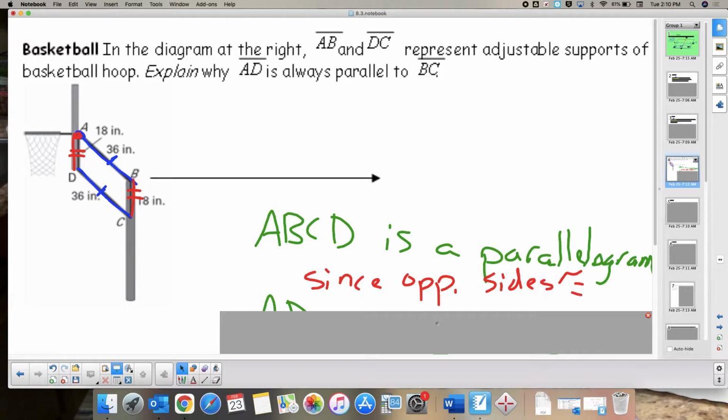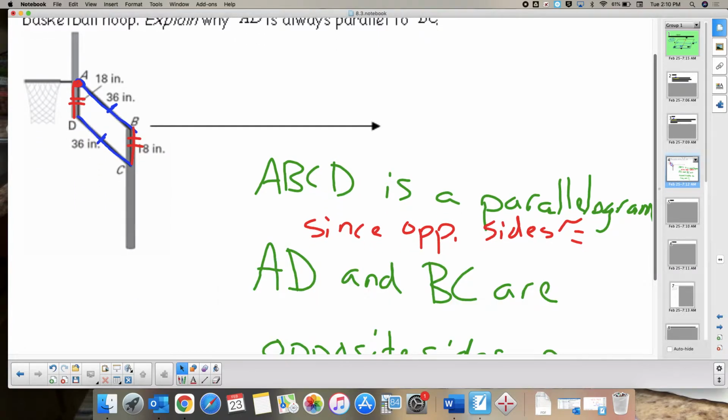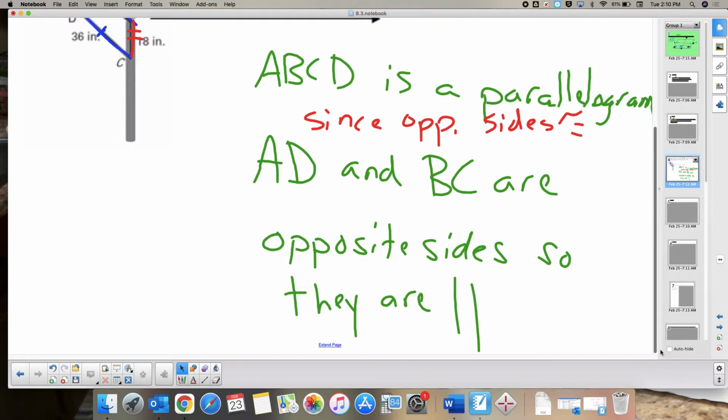As soon as I know it's a parallelogram, then all of my other properties that we learned yesterday will have to hold true also. In specific, in this problem, AD and BC are opposite sides, so they are going to have to be parallel as well. The idea here is that if you can prove that you have a parallelogram, then all of those properties you learned in 8.2 will have to be true, even if they're not marked in your picture.